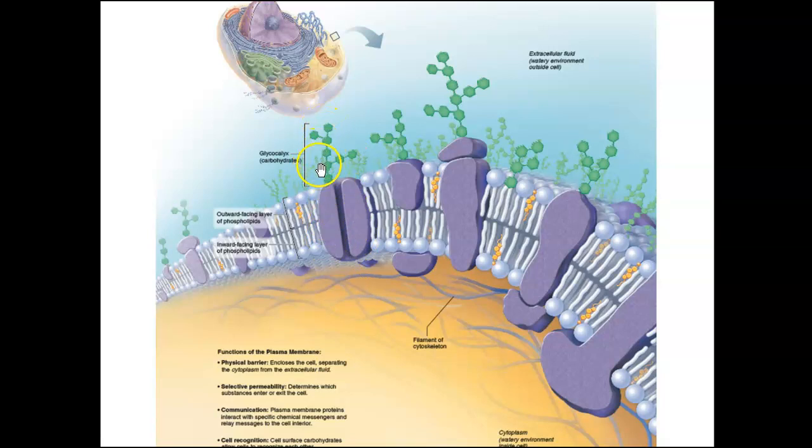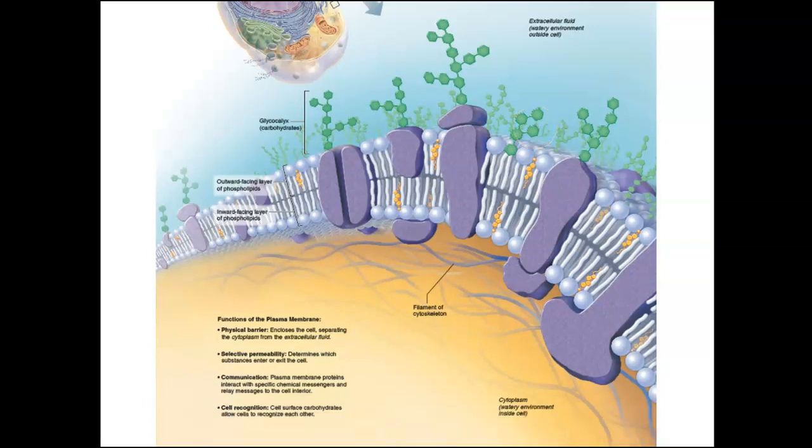And then you have these chains of glucose, these carbohydrate chains. This one would be attached to a protein, so we would call it a glycoprotein. This one is attached to a phospholipid, so we call it a glycolipid. But they're part of the glycocalyx.